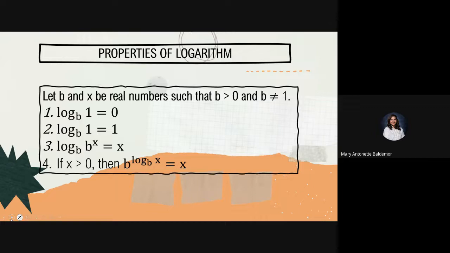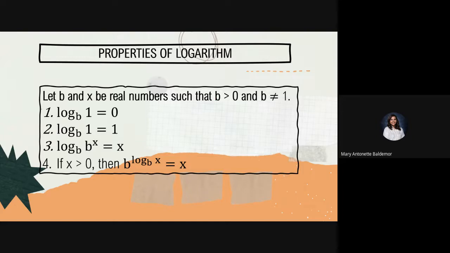Next, we will be discussing the properties and laws of logarithm. This will help you solve for the logarithmic equation since we will be dealing with variables. So here, let b and x be real numbers such that b is greater than 0 and b should not be equal to 1. The b here is the base. If we recall the form of the exponential equation, the base should not be equal to 1 and it should be greater than 0.